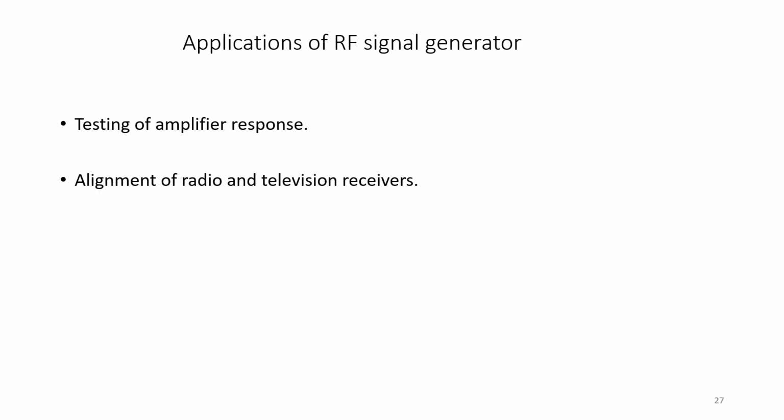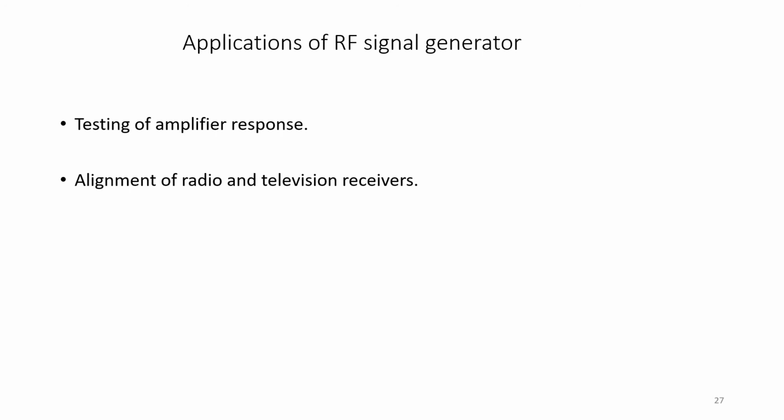Now if you see the applications, the RF signal generator is mainly used to generate different frequencies with different voltages to align and test radio equipment, and for testing of amplifier response.